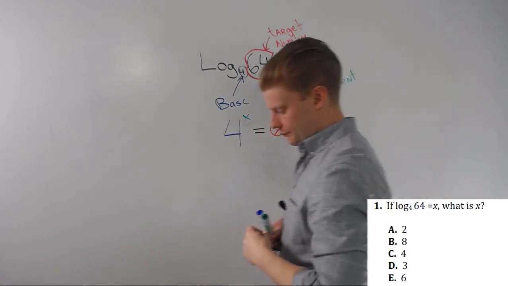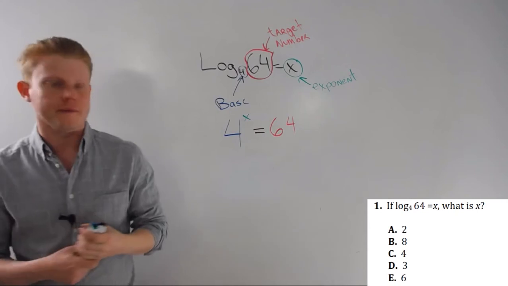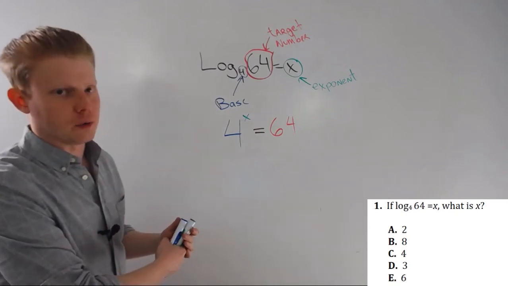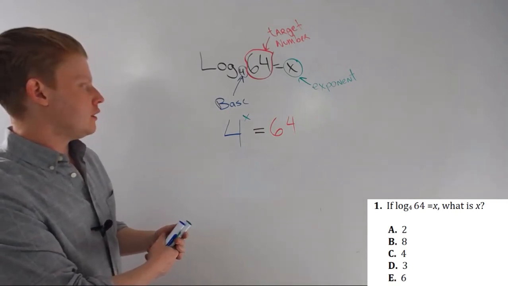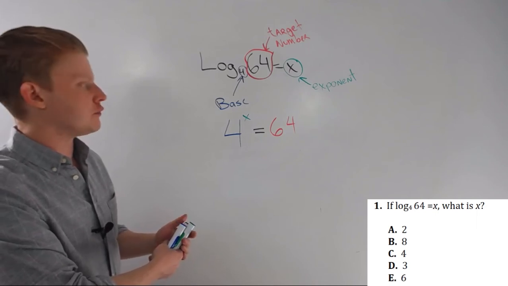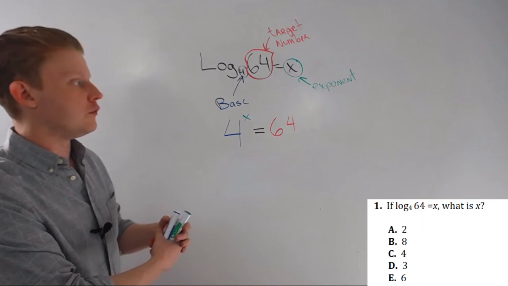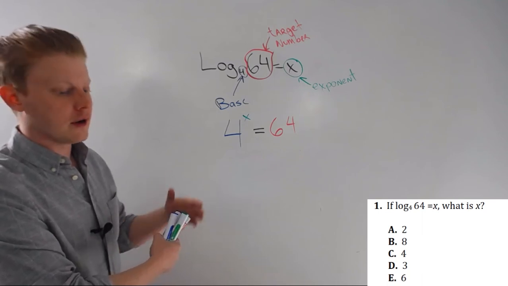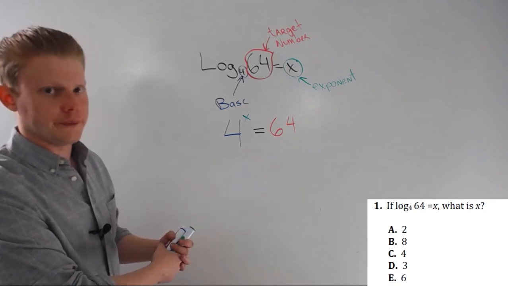Now from here, you can just kind of figure it out, right? 4 to what power is equal to 64? Well, you multiply 4 times 4 in your calculator, you'll get 16. That's 4 squared. Times 4 is 64. So 4 to the third is equal to 64. Therefore, x is equal to 3.